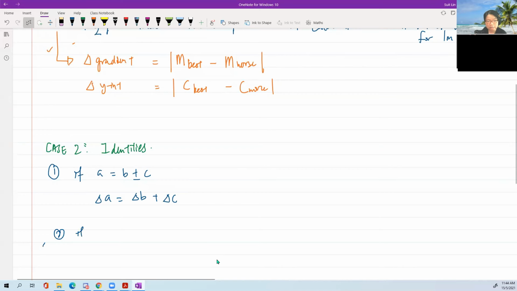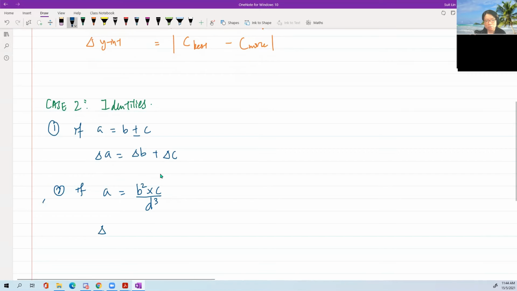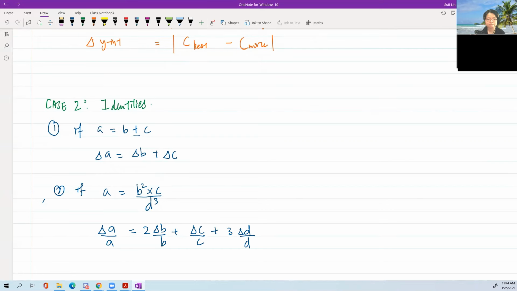The second case, if A is equal to B squared times C divided by D power 3, whatever this value is, we must use fractional or percentage uncertainty. So the percentage uncertainty for A is the percentage uncertainty of B, because when you calculate A, you measure B, but 2 times because you square the B, plus uncertainty in C over C, percentage uncertainty, plus 3 times the percentage uncertainty of D.